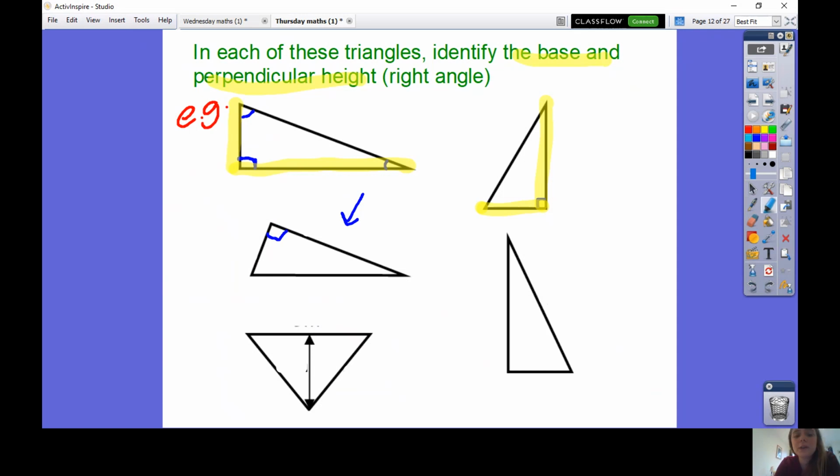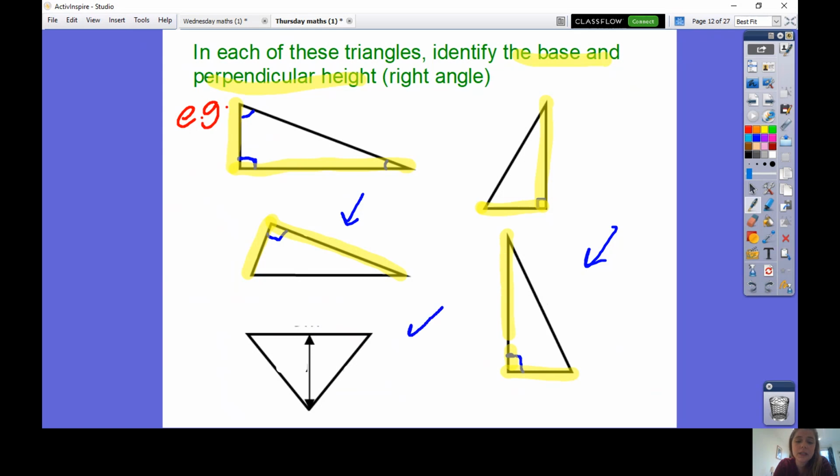If you need to check, you can use a corner of a piece of paper because paper is always cut at a right angle. So here's our right angle. That means that's the base and that's the perpendicular height. Let's have a look at this one then. Put your finger on the right angle. Well done if you said here. Now put your finger on the base here and the perpendicular height here.